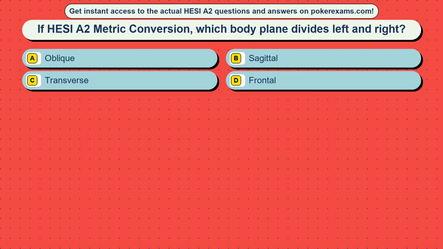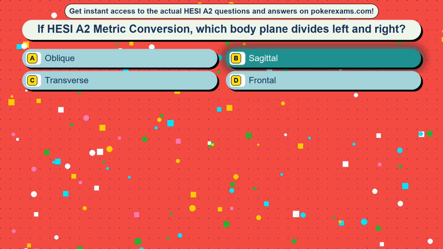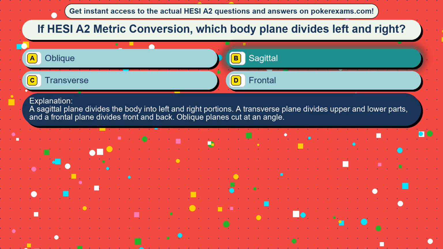Question 20. If HESI A2 metric conversion, which body plane divides left and right? Option A, oblique. Option B, sagittal. Option C, transverse. Option D, frontal. The correct answer is option B, sagittal. A sagittal plane divides the body into left and right portions. A transverse plane divides upper and lower parts, and a frontal plane divides front and back. Oblique planes cut at an angle.